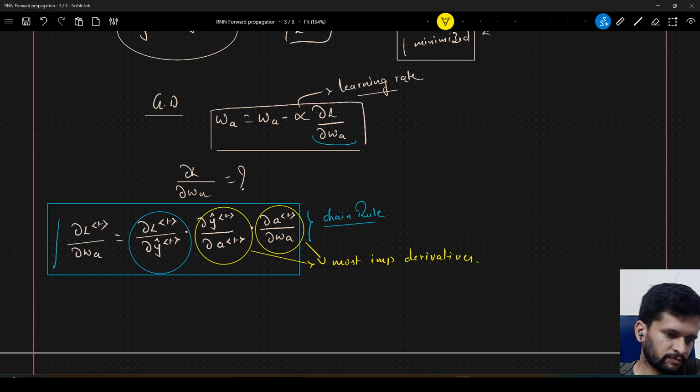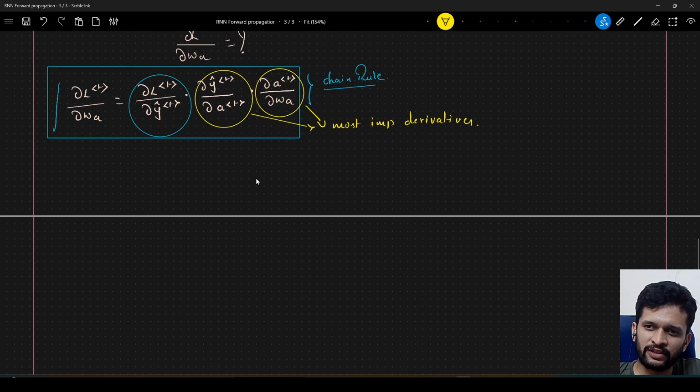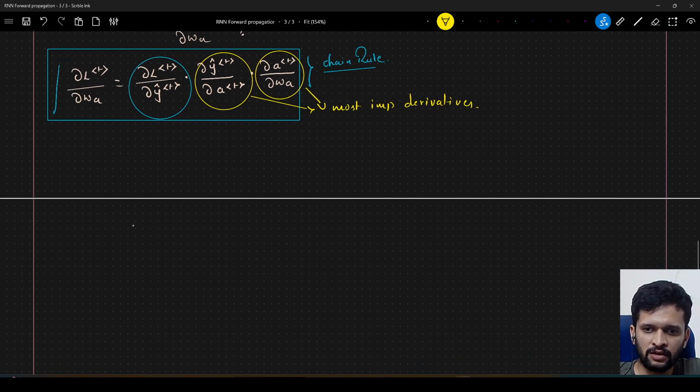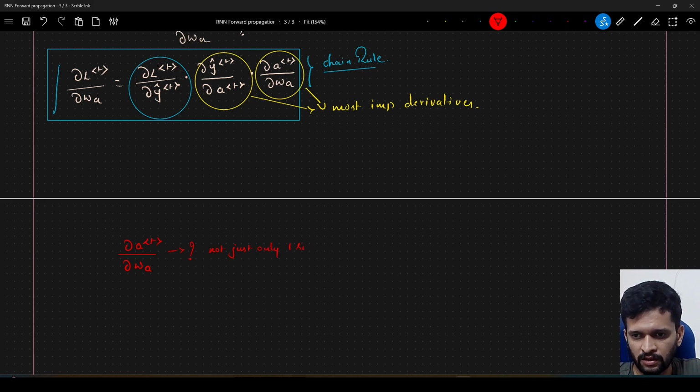Okay, now let us see what this dAt with respect to WA is. So I will say the derivative of the activation at time step t with respect to weights A, WA. So what is this? This is not just one single term. Okay, so this is something else. This is actually a huge fella. This includes multiple components with it.